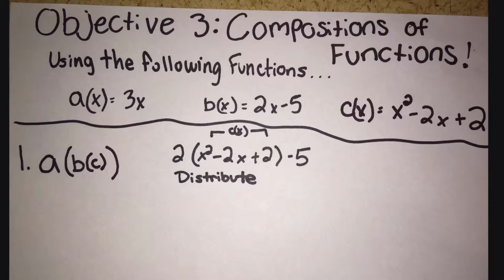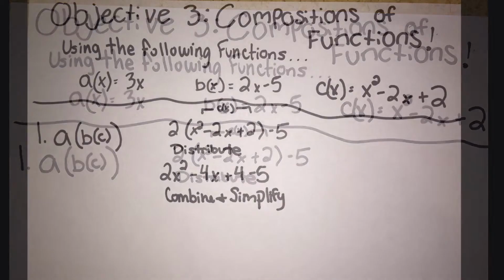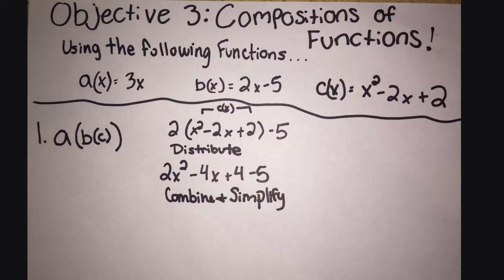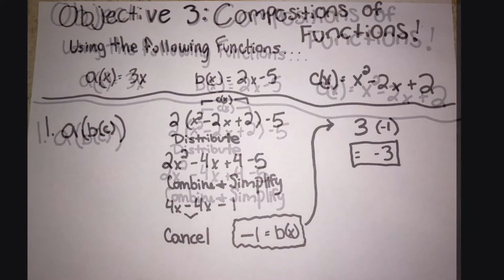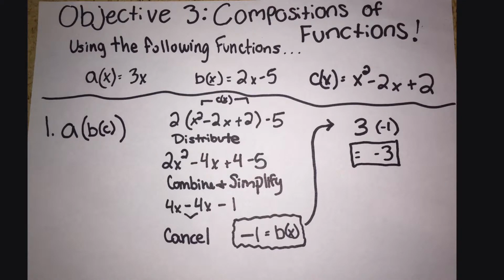As you can see on the screen, we are going to use the distributive property. Now the equation will look like 2x squared minus 4x plus 4 minus 5. Knowing that, we are going to combine like terms and simplify them. So, simplifying 2x squared will be 4x. So, 4x minus 4x cancels, and now you just have positive 4 minus 5, which equals negative 1.